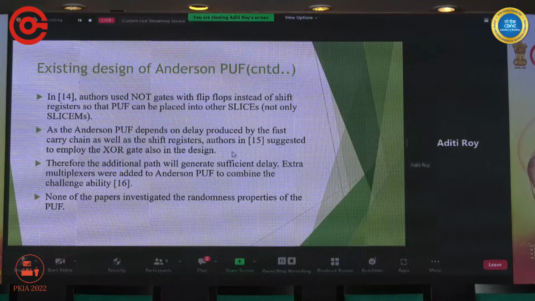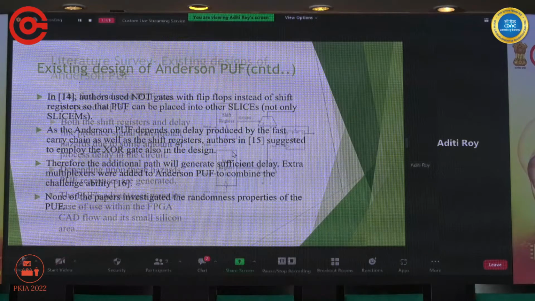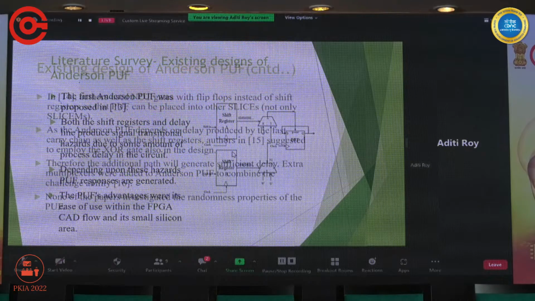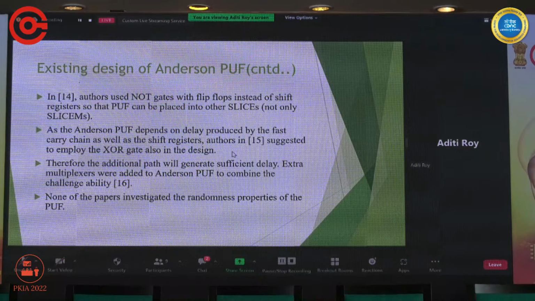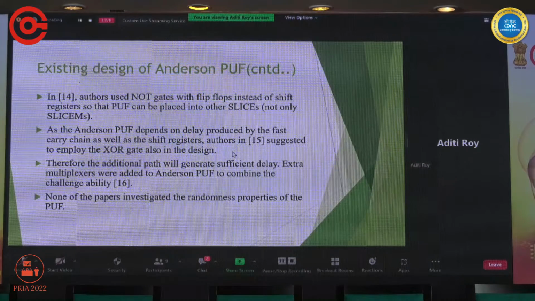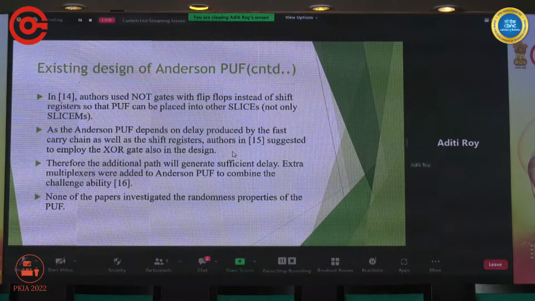In reference number 15, authors suggested to employ the XOR gate, because there is XOR gate in the carry chain that can be used. In reference number 15, they have used OR gates as well as the multiplexers. Then additional paths will generate sufficient delay because of the XOR gates. Then in reference number 16, extra multiplexers were added to combine the challenge ability. But none of these papers investigated the randomness properties of the PUF.